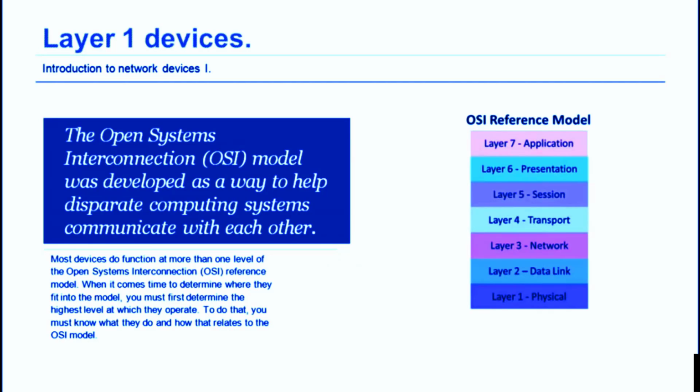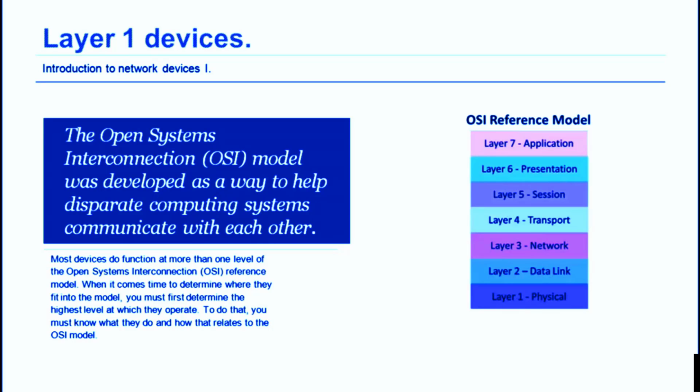Well, before I start talking about the Layer 1 devices, we need to talk about the Open System Interconnection model, the OSI model. It was developed as a way to help disparate computing systems to communicate with each other. The OSI reference model has 7 layers. Layer 1 is the physical layer, Layer 2 is data link, Layer 3 is network, Layer 4 is transport, Layer 5 is session, Layer 6 is presentation, and Layer 7 is application. We're going to be discussing the bottom 3 layers, layers 1, 2, and 3 today.